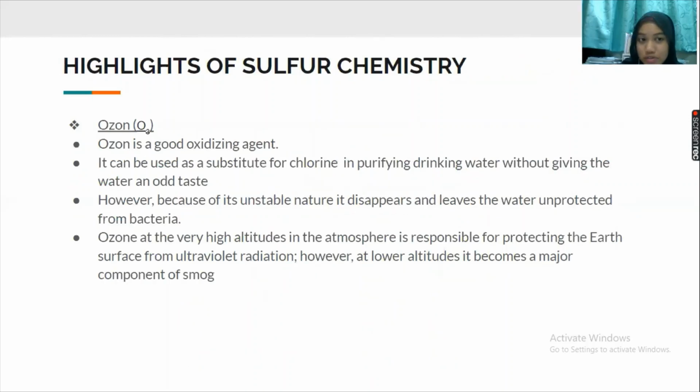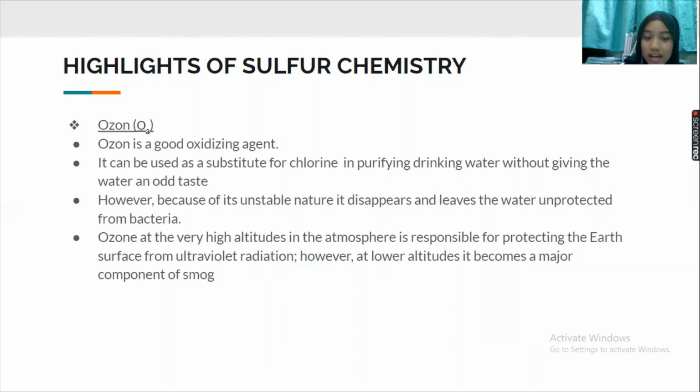Highlights of sulfur chemistry. The ozone, O3. Ozone is a good oxidizing agent. It can be used as a substitute for chlorine in purifying drinking water without giving the water an odd taste. However, because of its unstable nature, it disappears and leaves the water unprotected from bacteria. So, if we want to substitute chlorine to purify drinking water, we must add an antibacterial agent to the water to make sure that it is free from live bacteria.